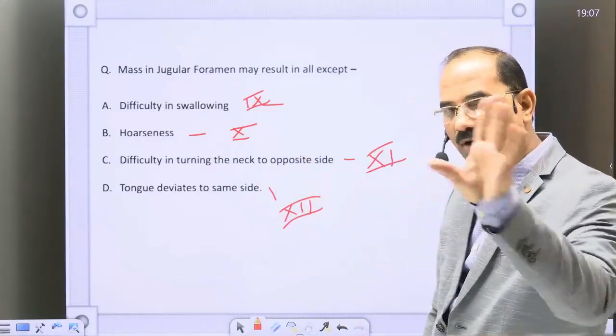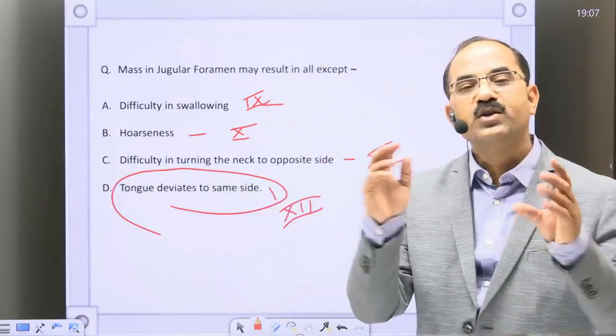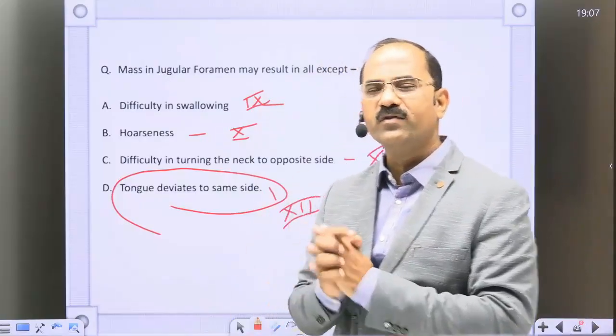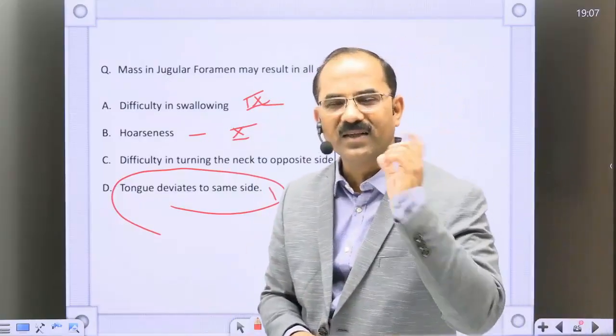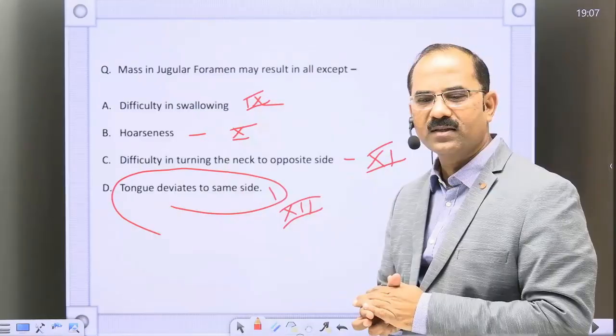So what is not seen is the tongue deviating to the same side. That's a lesion of the hypoglossal nerve. The hypoglossal nerve supplies the tongue. Clear to all of you? Is this clear, students? Tell me.